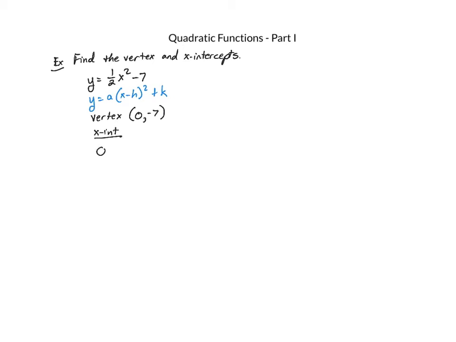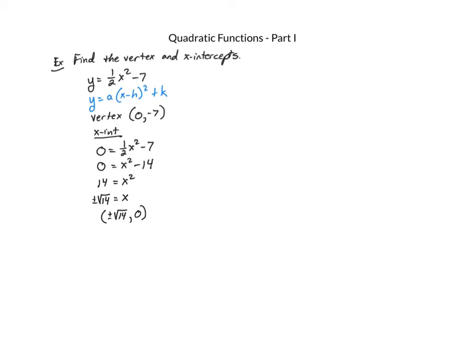Now let's find our x-intercepts. We set y equal to 0, and we're solving 0 equals 1/2 x squared minus 7. I'll multiply by 2. So I have 0 equals x squared minus 14. Add 14 to both sides, and take our square root. So we have x equals plus or minus the square root of 14. So our x-intercepts are at (plus or minus the square root of 14, 0).